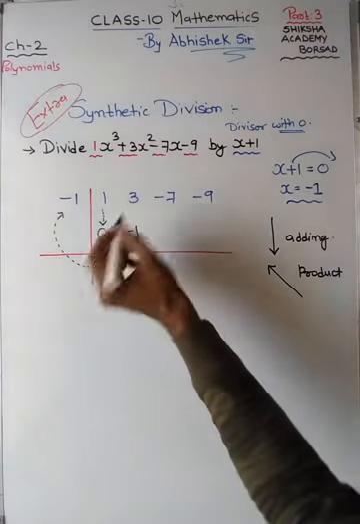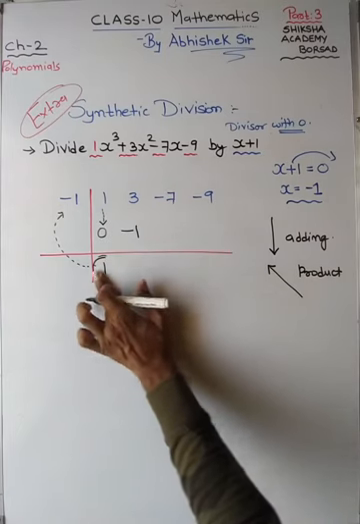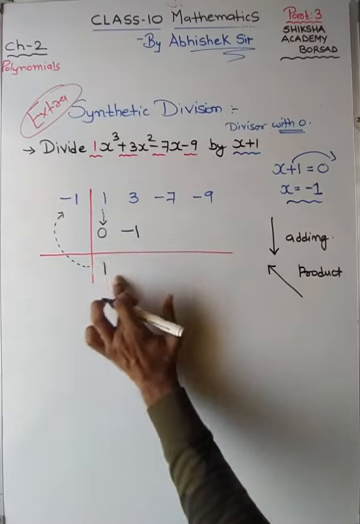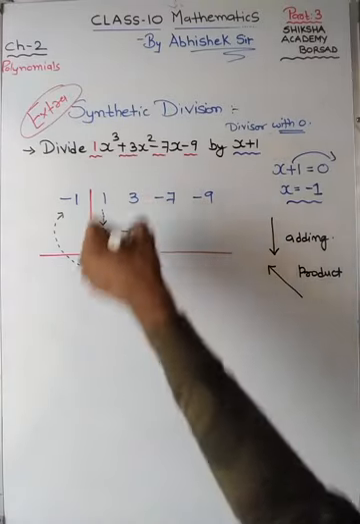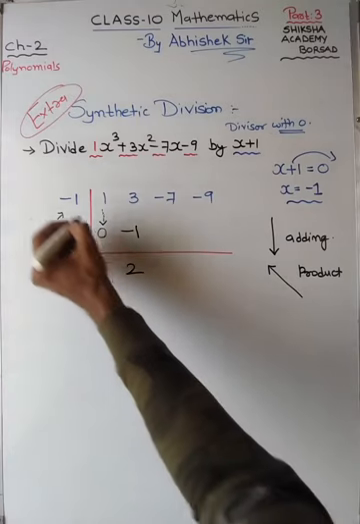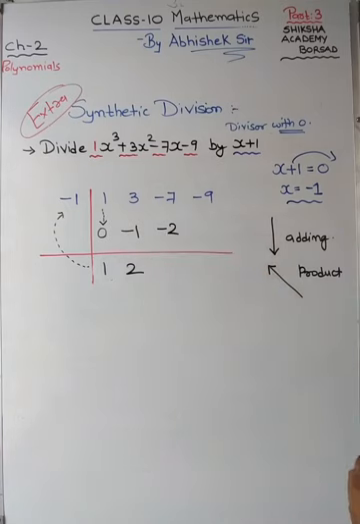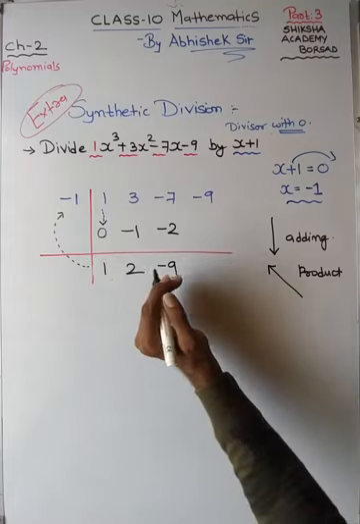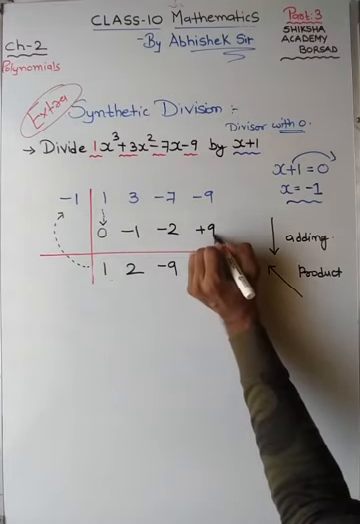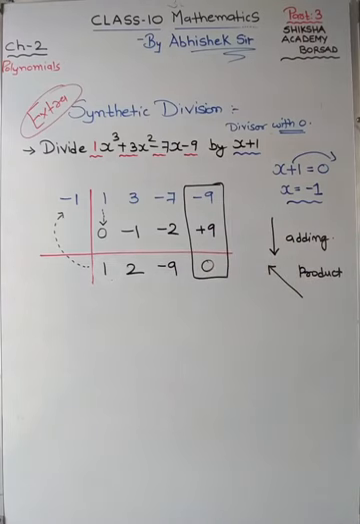Okay, now again top to down, 3 minus 1 is 2. Now top to bottom addition happened. Now you have to multiply it with this number. 2 into minus 1 is minus 2. Top to bottom, minus 7 minus 2 is minus 9, and minus 9 into minus 1 is plus 9. Remember, the last term must always be 0. Okay, so we have done this.